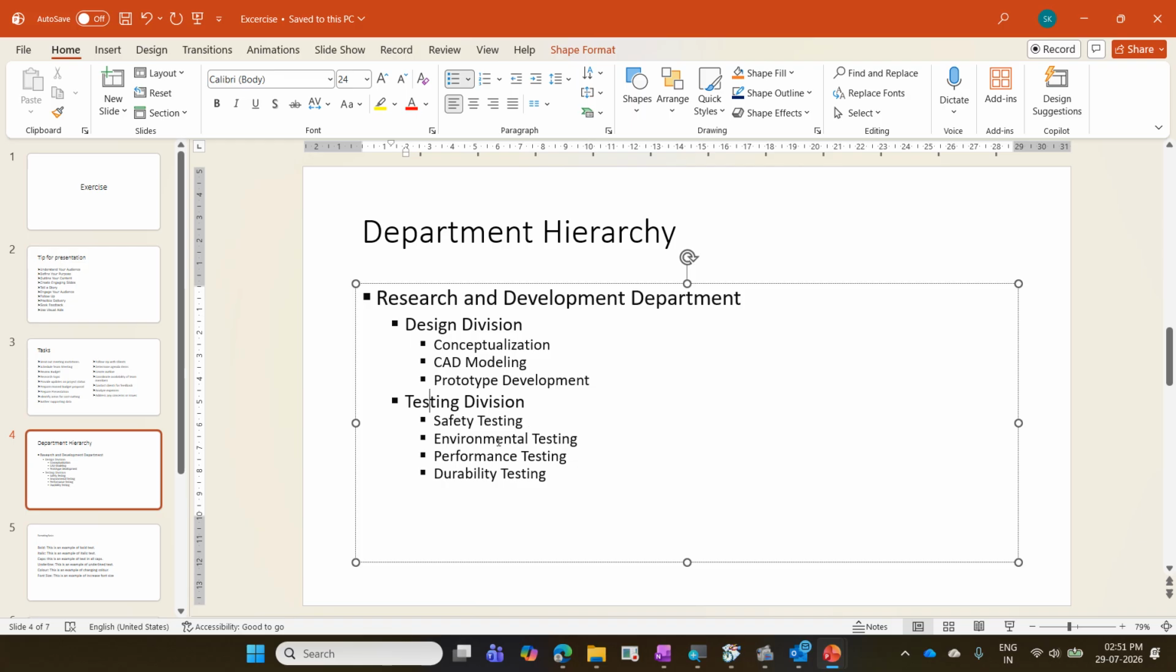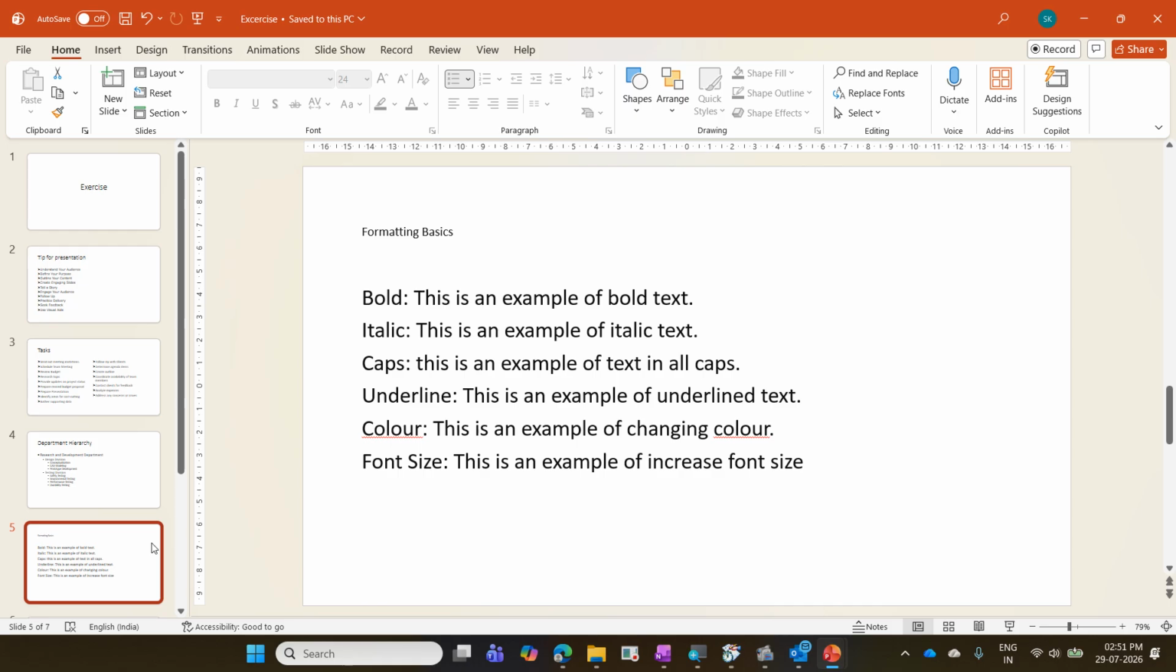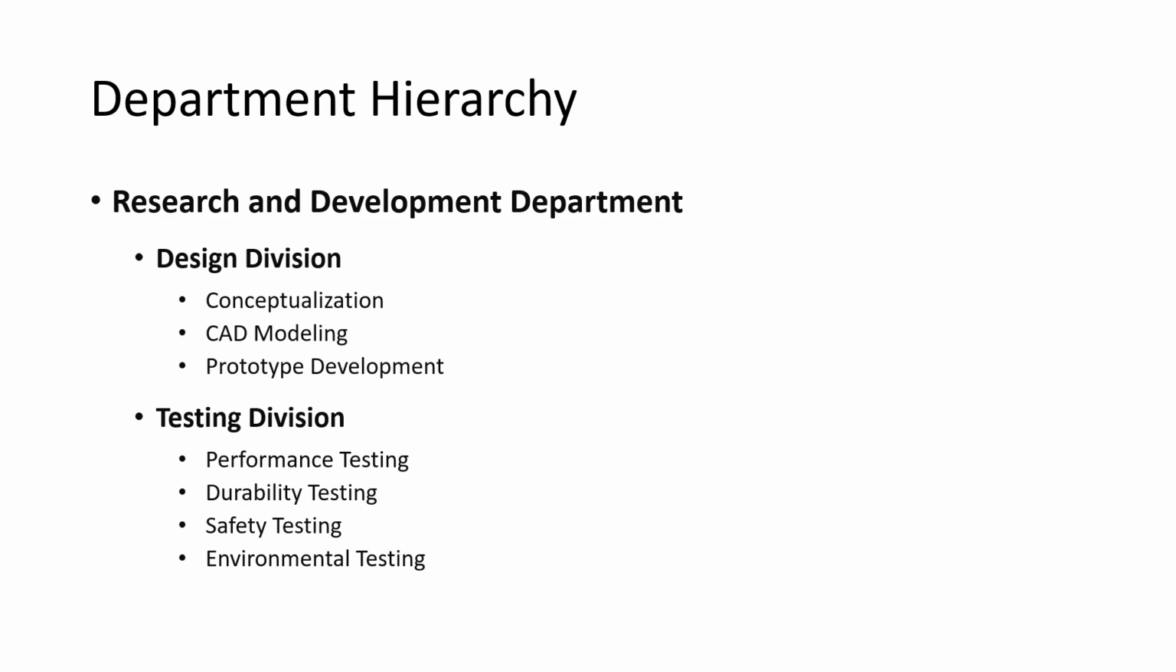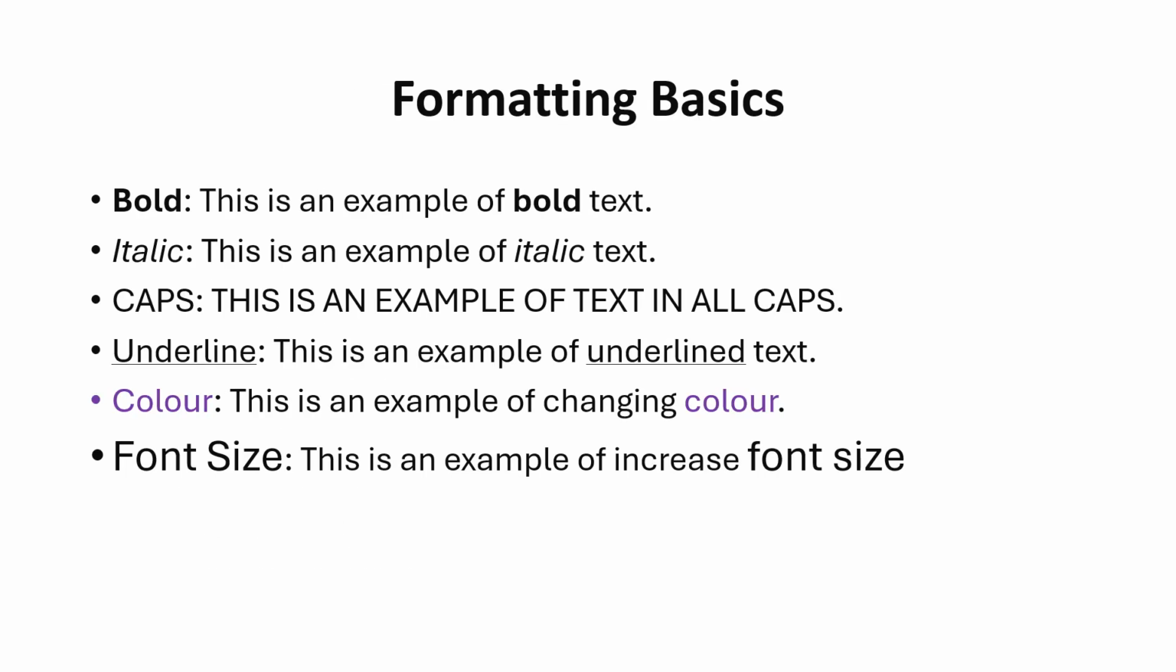Okay. Now, next slide we have format basics: bold, italic, caps, underline, color, font size. Right. Whatever the things available there, apply them. Wherever the text is bold, it should be bold. Wherever we have underline, it should be underlined. Wherever we have caps, we should have the caps. Wherever there is a color, there should be a color change. Font size, increase the font size. And the title should be center aligned.